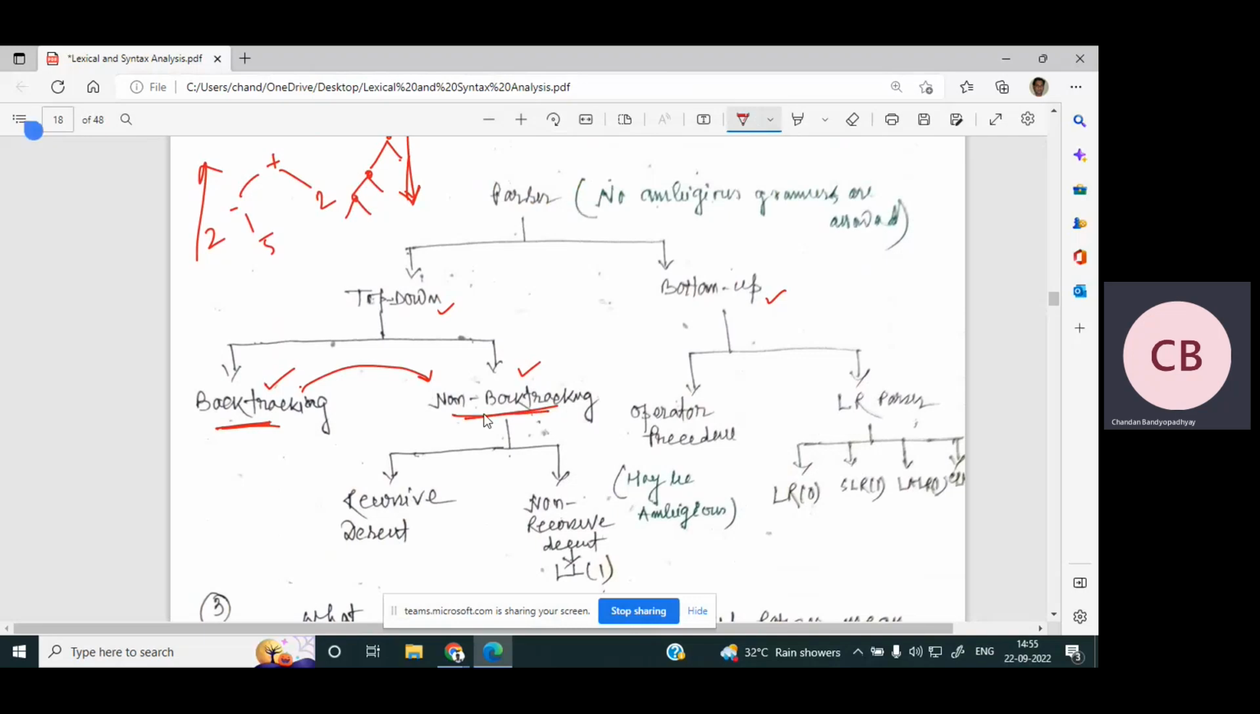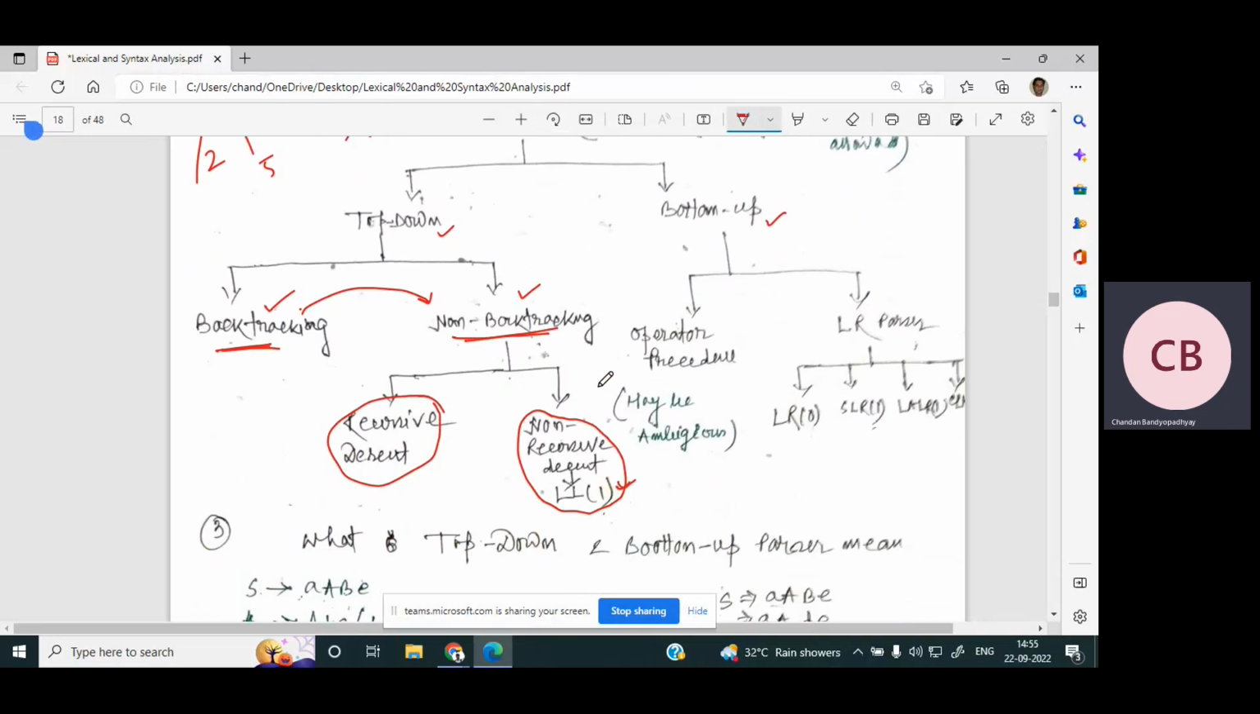Non-backtracking has 2 categories. One is recursive descent, another is non-recursive descent. Our interest will be in non-recursive descent, which contains LL1 grammar. So what is LL1? That we will discuss later. Here you need to understand that the top-down parser is our main focus. Backtracking has some limitation. That's why we have moved to the non-backtracking part. Non-backtracking has 2 categories, recursive descent and non-recursive descent, and we need to focus on the non-recursive descent part.